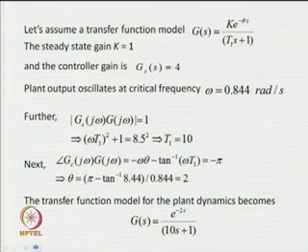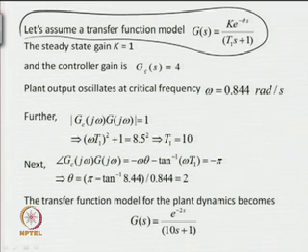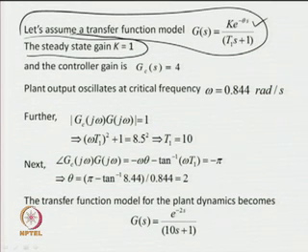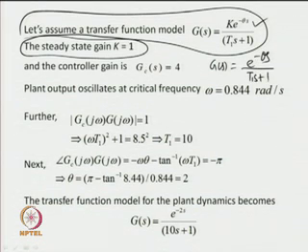Now, again like the earlier case, let us assume a transfer function model for the dynamics of the process, a time delayed process. G s is equal to k e to the power minus theta s upon T 1 s plus 1. We have already estimated the steady state gain of the process. Therefore, G s can be given as e to the power minus theta s upon T 1 s plus 1, and we know G C s is equal to 4.